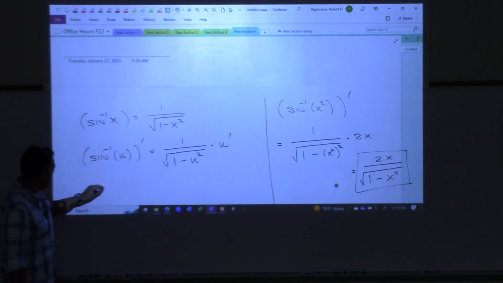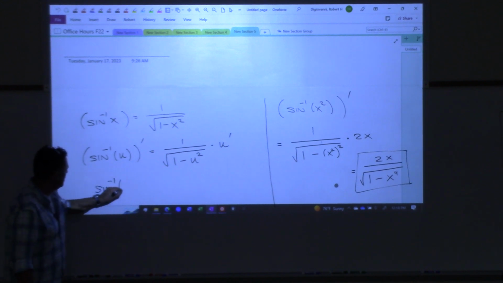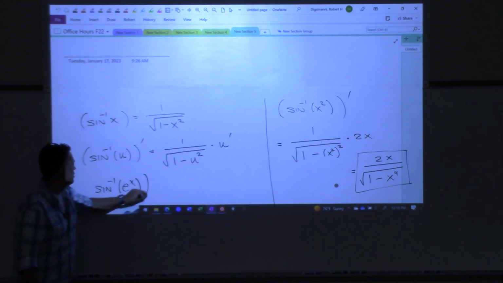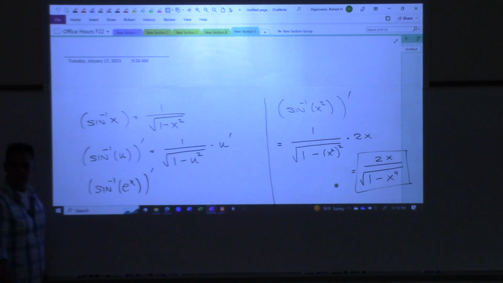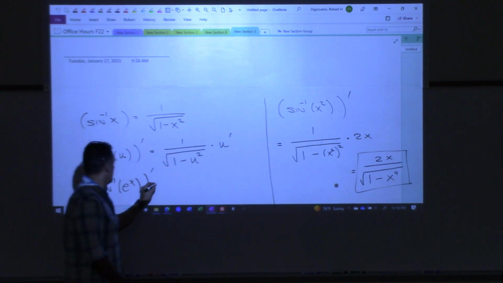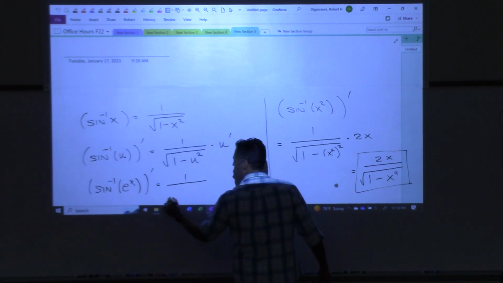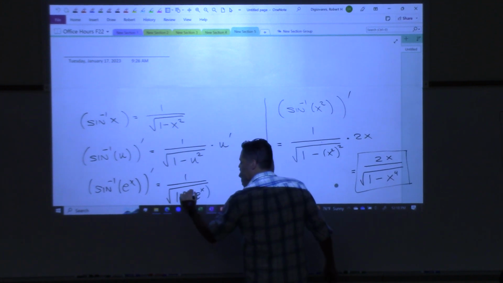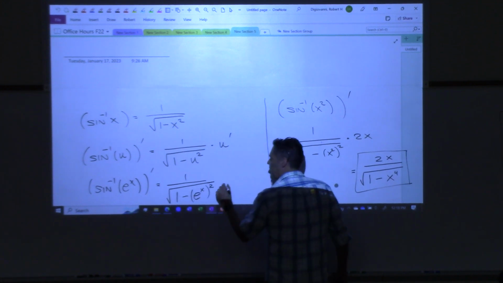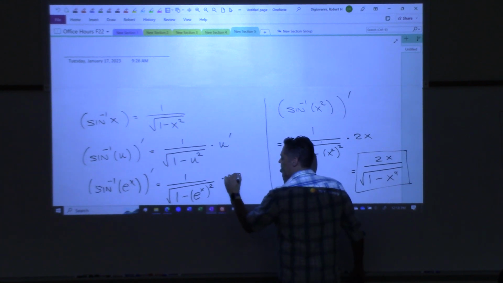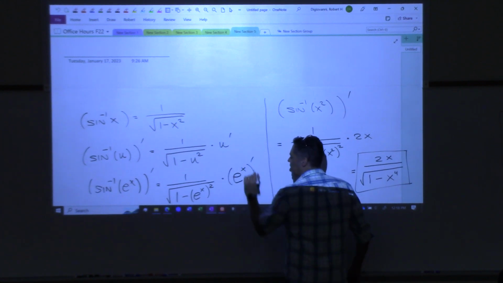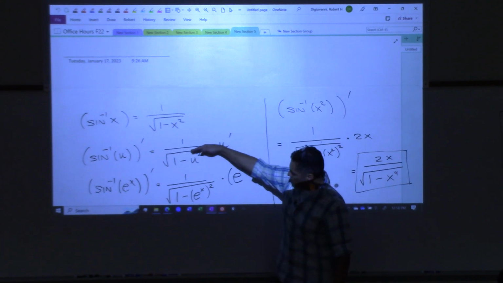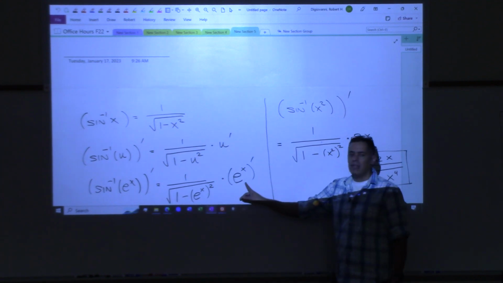Let's try one more. How about this? Sine inverse of e to the x. What would the derivative of that be? 1 over the square root of 1 minus e to the x squared, and then times, I'm going to write it this way just so we can see the formula, the derivative of e to the x. But the derivative of e to the x is itself.